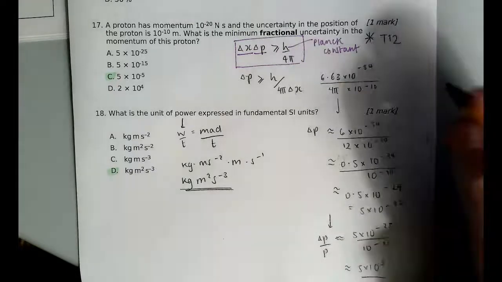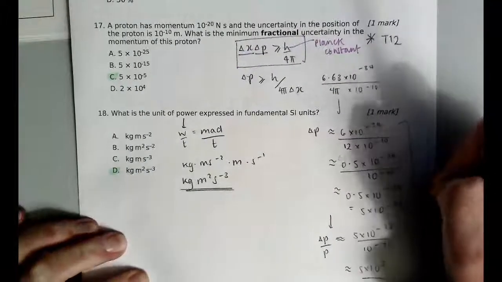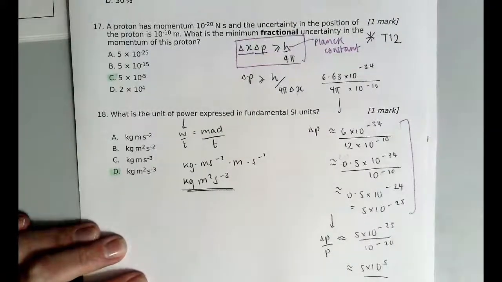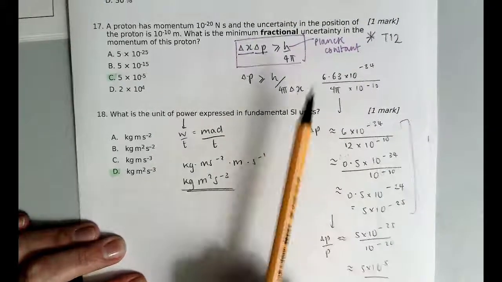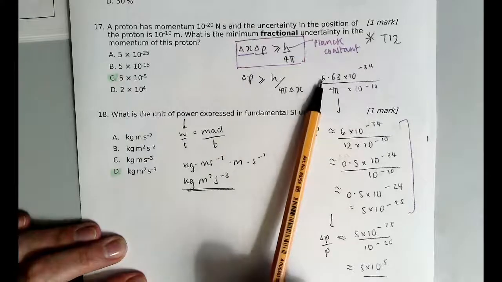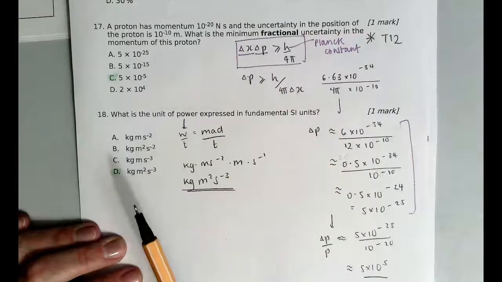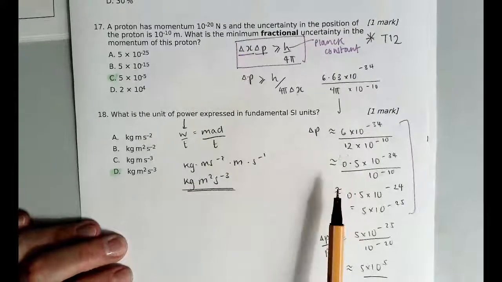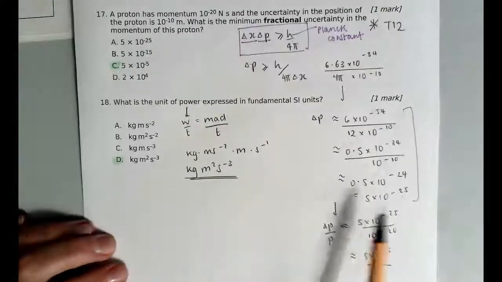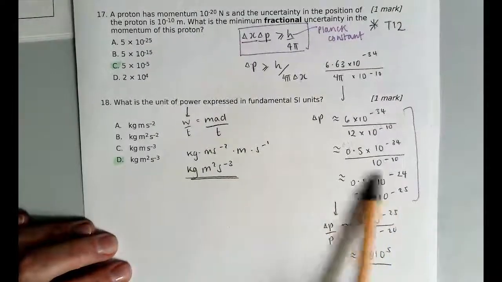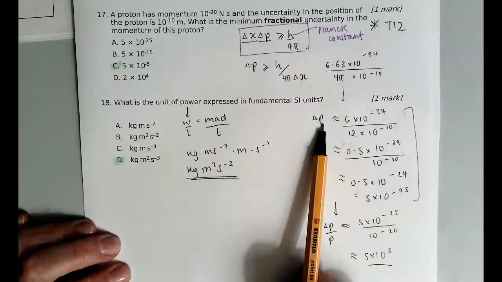Therefore, this is helpful for you to have seen because it's just me showing you how to deal with the fact that you don't have a calculator in this paper and you don't know how to do 6.63 divided by 4 pi in your head, we simplify. Okay, so I now have an expression for the uncertainty in the momentum.